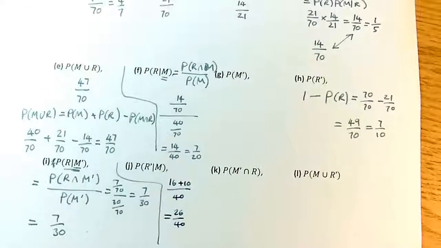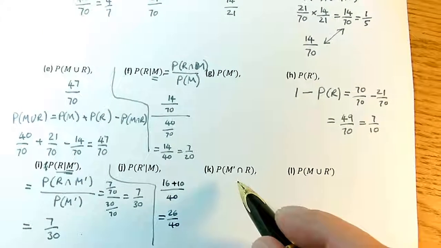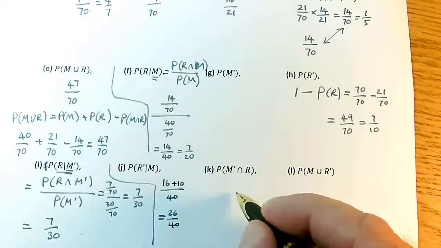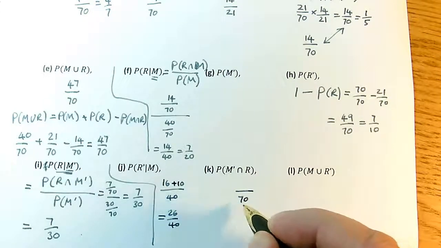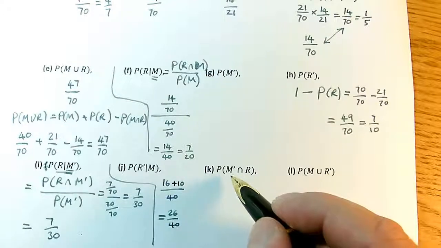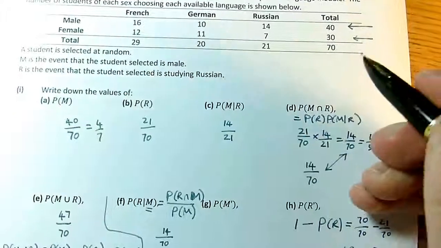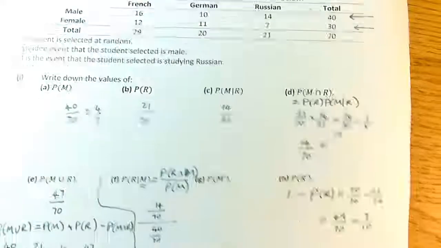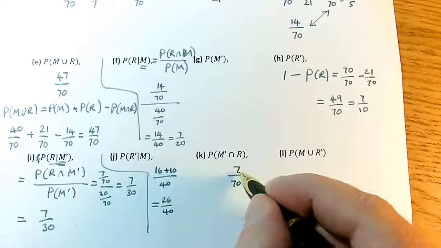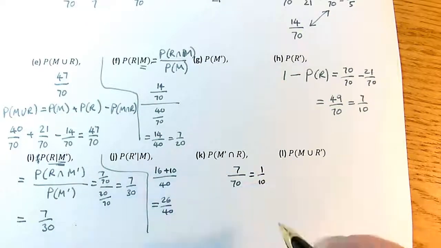But that's the answer. Okay, the probability of not being male and studying Russian, well, it's not conditional, so it's going to be out of 70. Probability of this is female Russian students. So on the table, I'm not male, I do study Russian, it's those 7 there, so it's 7 70ths, which I get the urge to cancel down to 1/10.